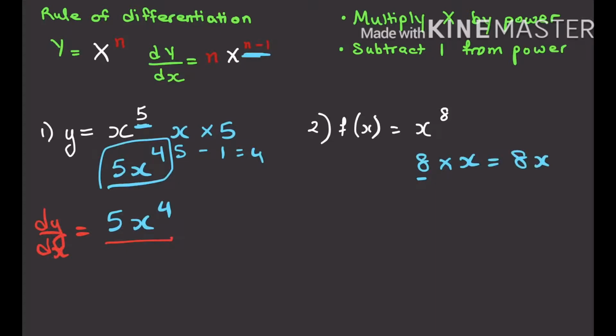Next step, subtract 1 from the power. So our power is 8, so we subtract 1, which is 7. So 7 becomes our new power. And this is it. This is our answer. That's just how simple it is. You multiply and then you subtract.